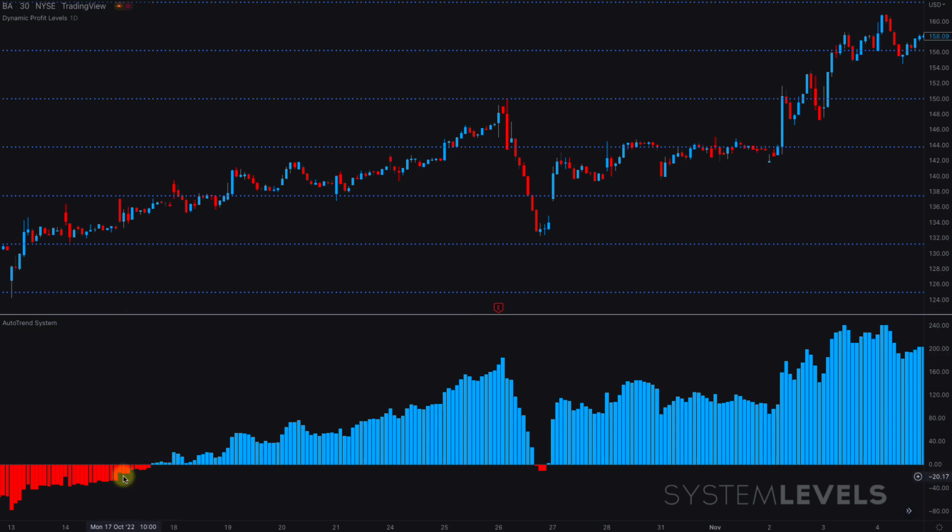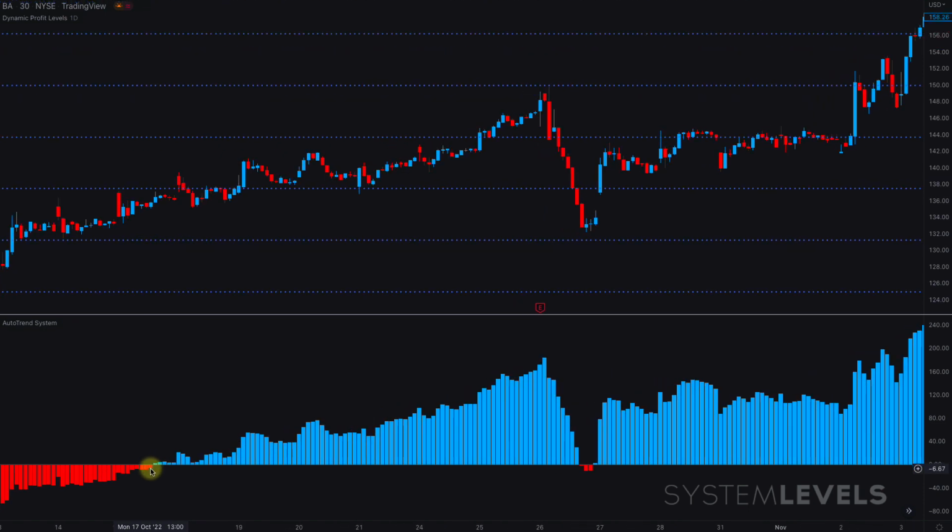What we had here is a signal from the AutoTrend system to go long. As you can see, the bars changed from red to blue. That is our alert that the AutoTrend system has detected a strong change in trend, telling us that now it's the time to buy because the prices are steadily moving higher. And this is the point at which that change occurs.